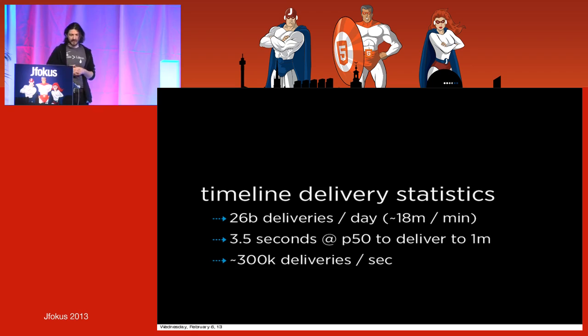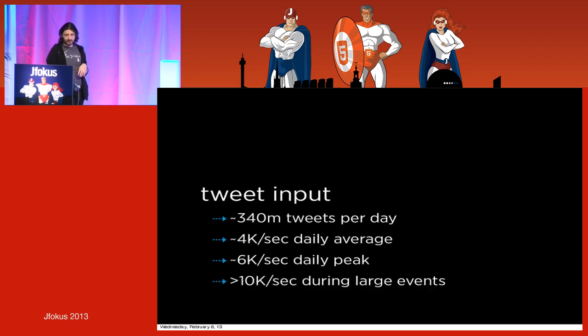There's also like 30K queries per second for the search-based timelines. And what we have on the input side is about 340 million tweets a day and growing. Average is 4K, peak is about 6K per second. So you have large events that can jump up to 10K for a little bit. Now, the thing is, these numbers are actually not particularly impressive on their own. You might think they are, they're not. We'll get to the impressive numbers.